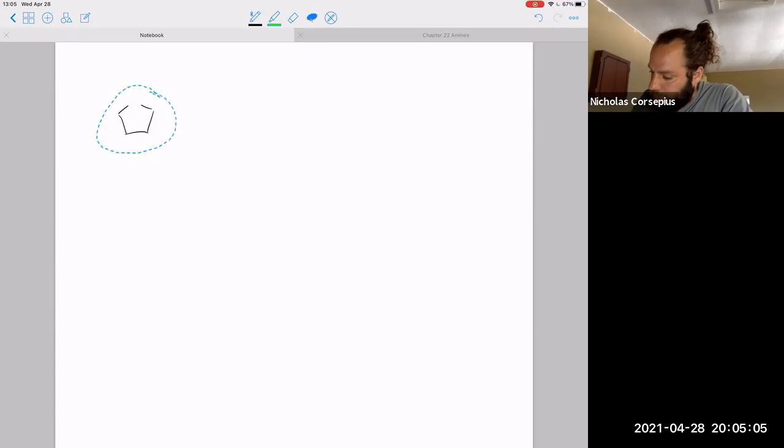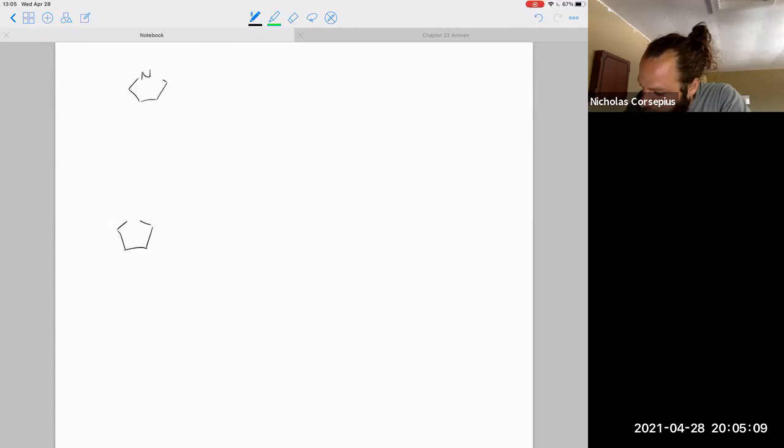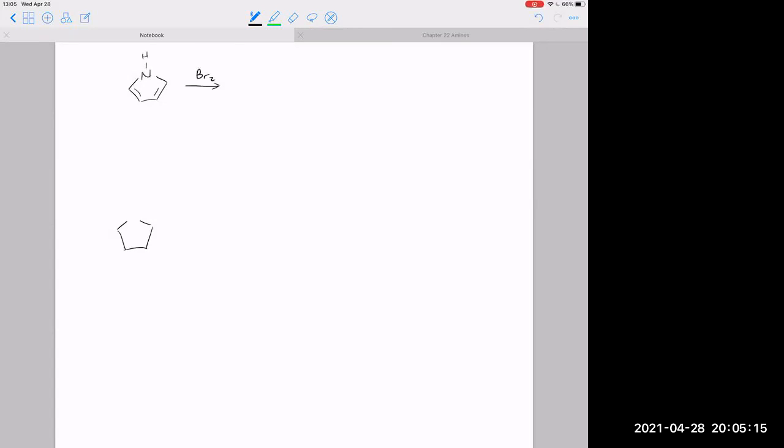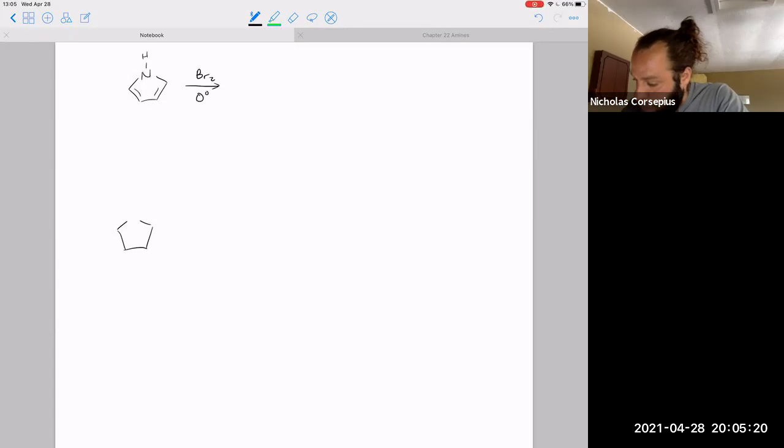Yes. So I guess first, let's summarize here. Pyrrole, when you hit that with bromine, and in the case of pyrrole, you'll do it at low temperatures because pyrrole is really reactive. Always C2. So this will be my product.